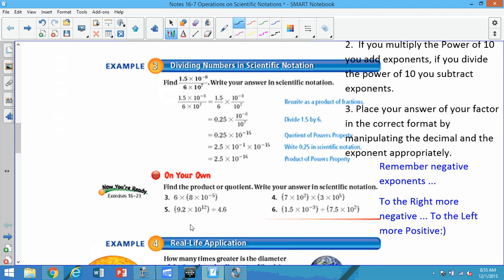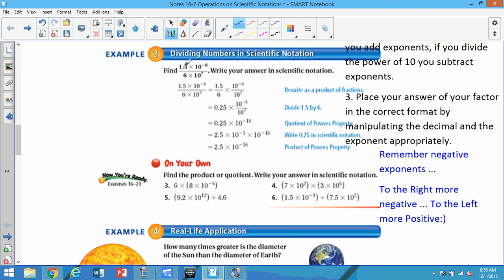Division. Division is the same thing, except that this time, instead of adding your exponents, you are going to subtract. Otherwise, everything's the same. So you have that 1.5 times 10 to the negative 8th divided by 6 times 10 to the 7th. So you take this part, that 1.5 and the 6, and divide them. And then you subtract these exponents. So it becomes 1.5 divided by 6, and then it becomes 10 to the negative 8th minus 7. Well, that 10 to the negative 8th minus 7 becomes plus a negative, right?